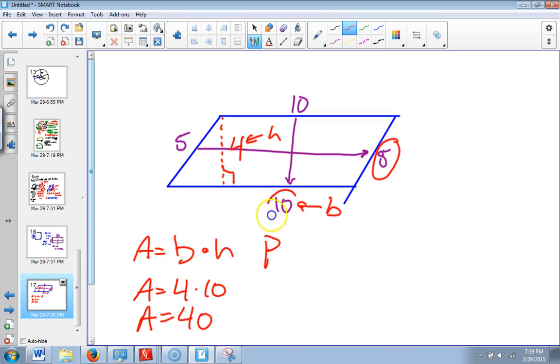And perimeter, we only want the sides. So here are my sides. I don't want the height. It's not one of my sides. So the perimeter equals 5 plus 5 plus 10 plus 10 equals 30.